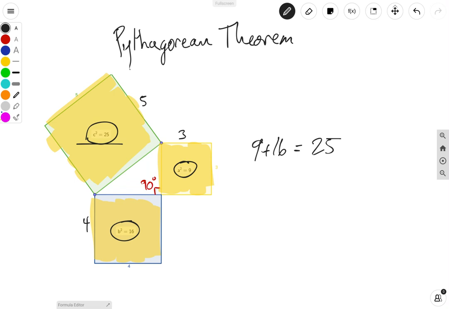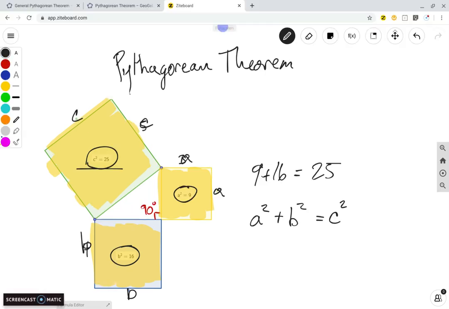That's pretty cool. However, is this true for any right triangle, or was I just being clever in choosing a 3 by 4 by 5 triangle? So the question we're getting at is, what if I didn't know the 3 and the 4 and the 5? Let's say this was A by A, and this was B by B, and this was C by C. Would it still be true that the area of the small one plus the area of the medium one is equal to the area of the large one? So it turns out it's always true.